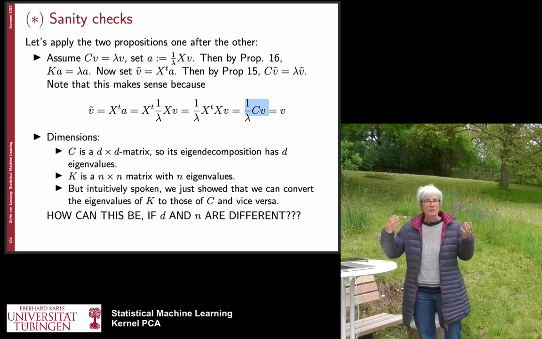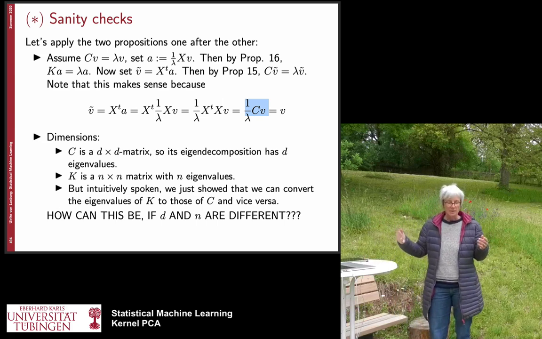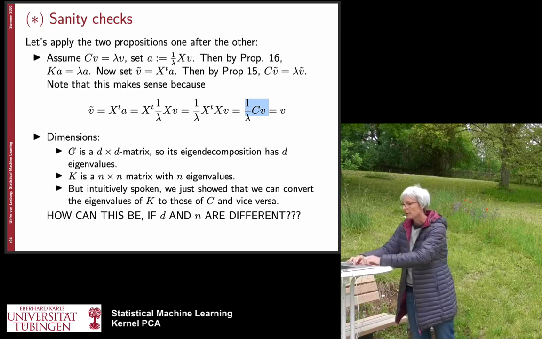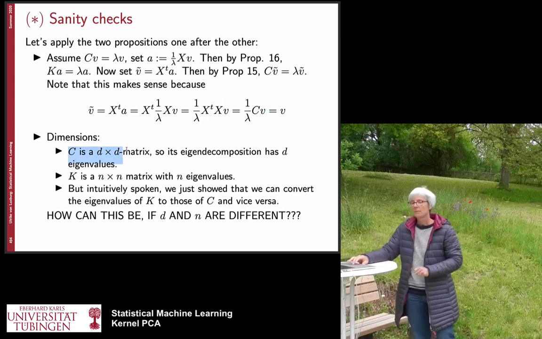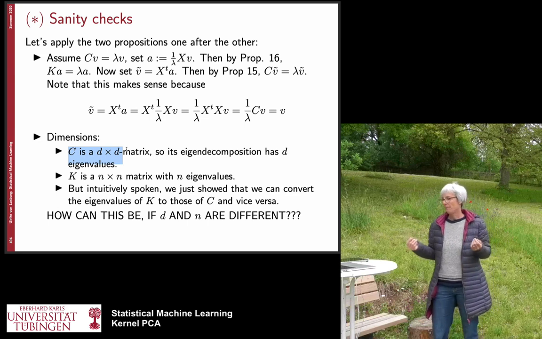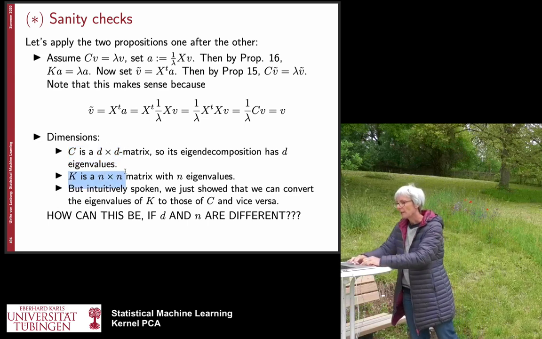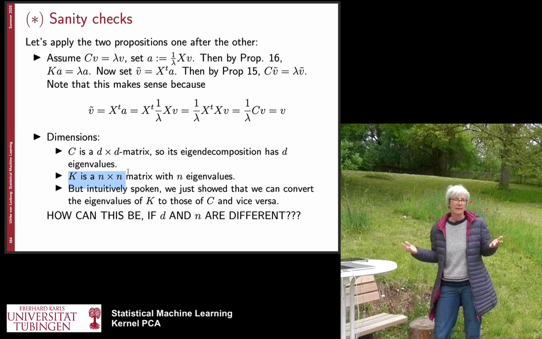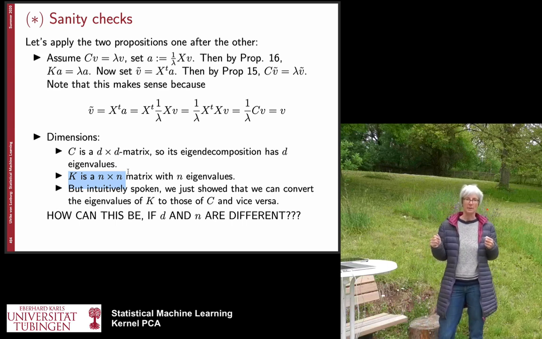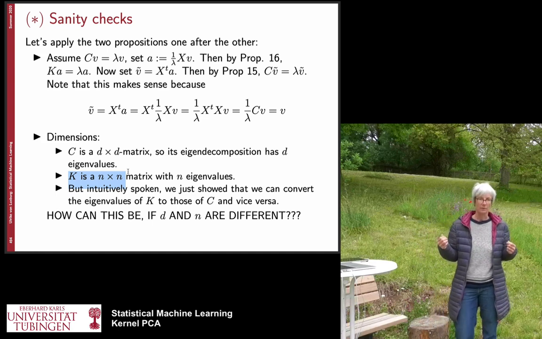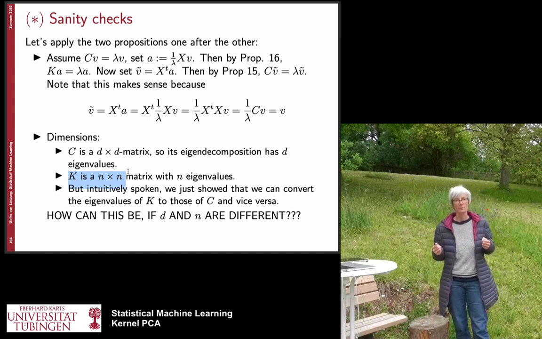Let's maybe also try to think about the dimensions, because this is again something that can be really confusing. The covariance matrix is a D times D matrix. So by default it has D eigenvalues. Now K is an N times N matrix, and by default it has N eigenvalues. Both these matrices are symmetric, maybe that's the first thing. So for both matrices we can in fact compute a decomposition in terms of eigenvalues.